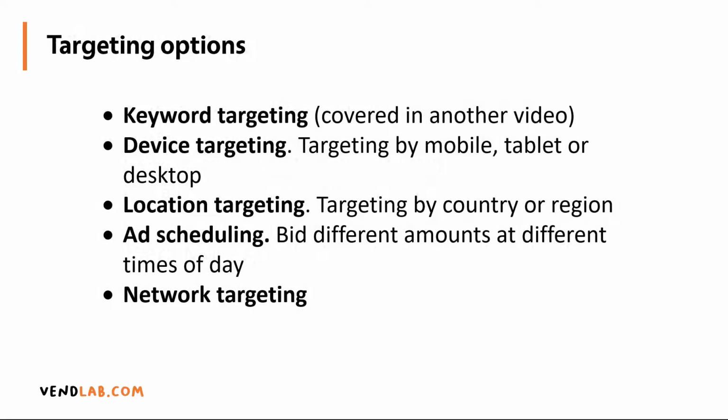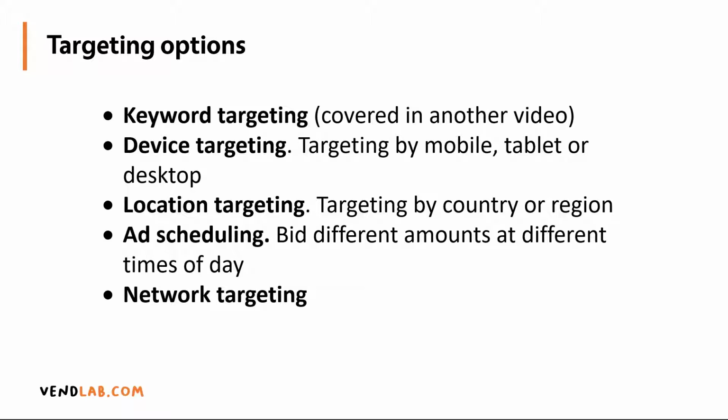There are a number of campaign targeting options, not all of which are available to all campaign types. With keyword targeting, the advertiser will define the keywords for which they want their ads to appear. They can also add negative keywords, which are keywords for which they do not want the ad to appear. Keyword targeting will be discussed in another video.